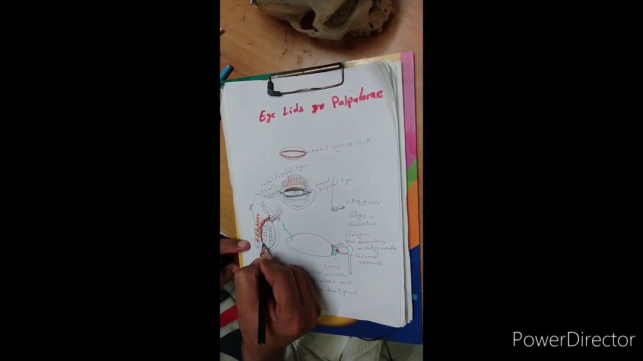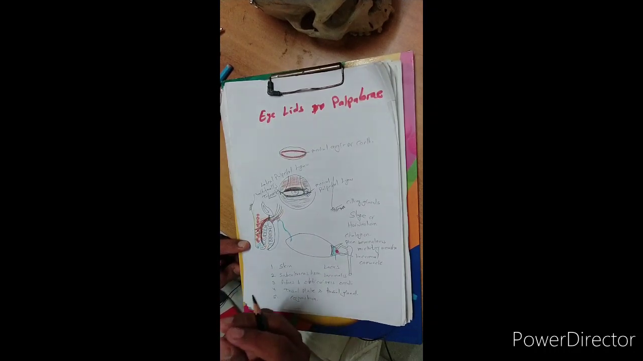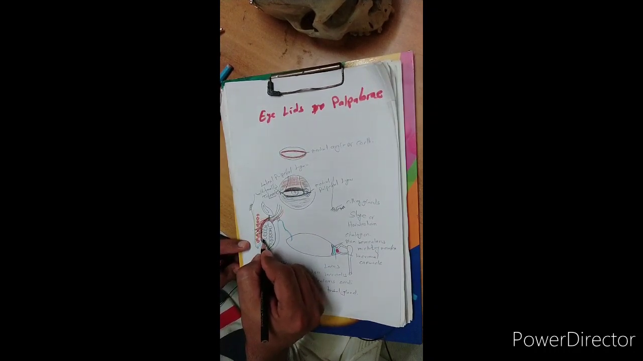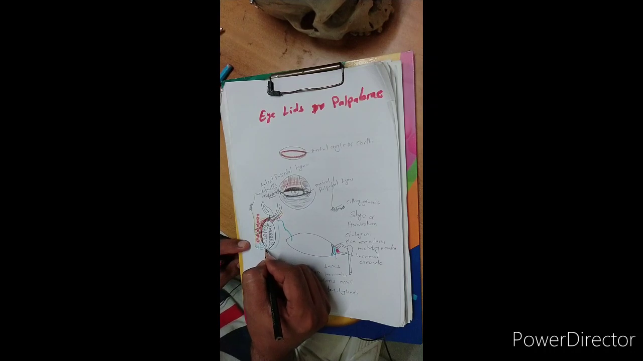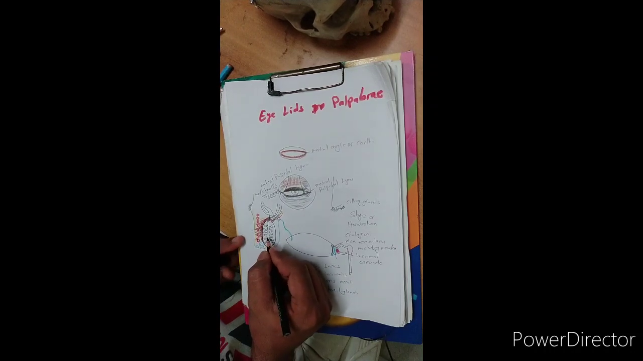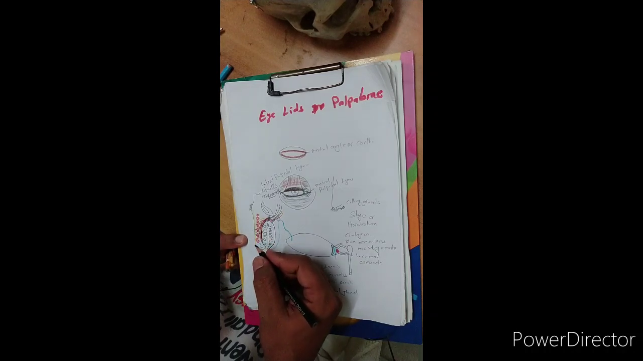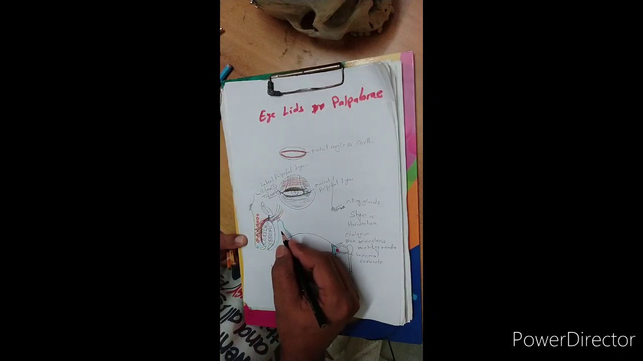These are the secretory parts here, which look like a string of pearls. There are dilated parts here, and they open into the common tube. This common opening opens at the inner sharp lip of the upper eyelid. Clear here? The tarsal glands are mainly present in the upper eyelid.